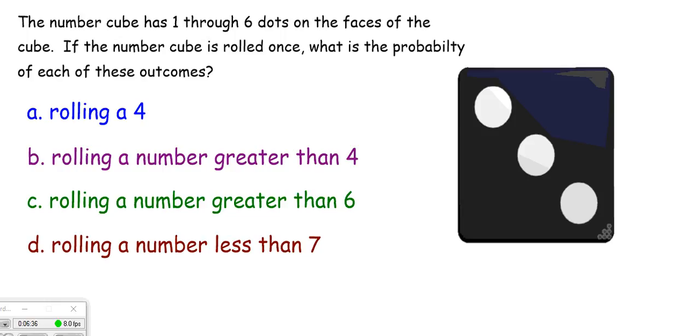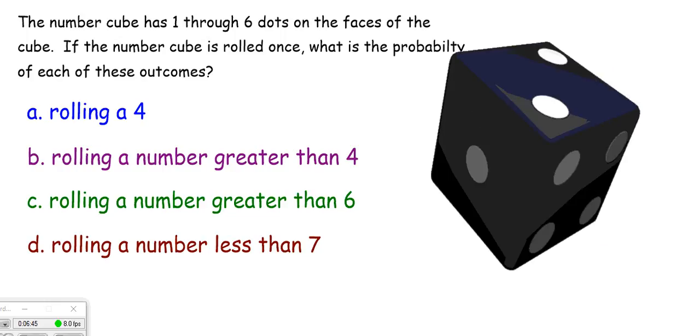Okay, we've got 4 different problems. Say, rolling a 4. So what do we want? What is our favorable outcome? We want a 4. Well, how many 4s are on a number cube? Well, there's only one. There's 1 4. How many different sides are on this number cube? Right, there are 1 through 6. So it's 1 out of 6. That's our probability. It's a 1 out of 6 probability.